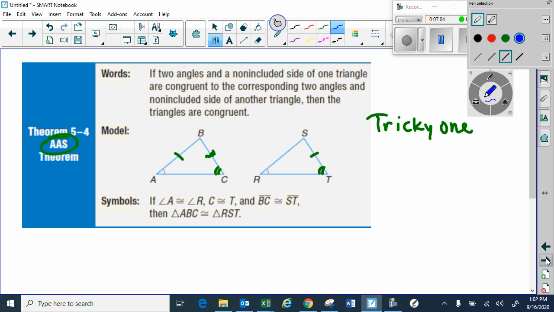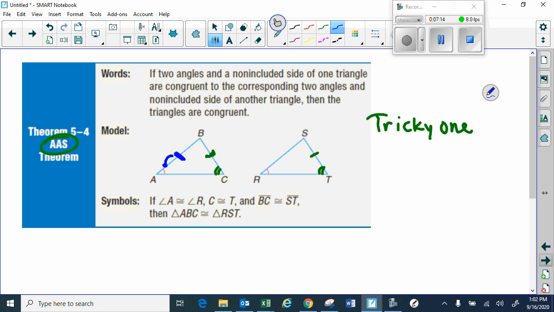Oops, let's change it to blue. Okay, if I put the hash mark over there, well, notice it's still an AAS situation, but here, where's the S? The S is next to a single arc, but this S is next to two arcs, so they are not, even though they're both set up as AAS, because that hash mark is next to the wrong angle. In this case, that would not be an AAS. So that's the tricky one right there.